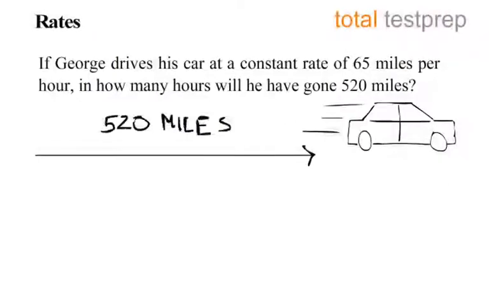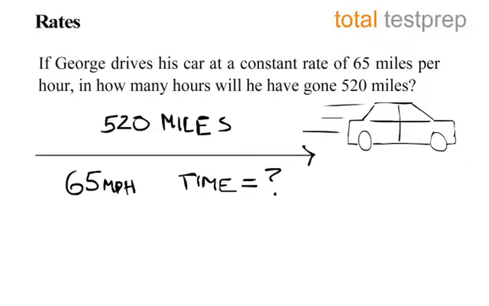Well, we know that George drove 520 miles. So what you do is you write a distance bar. Whenever you have a question involving distance, draw a distance bar and write the distance on top. Then write the rate on the bottom. Since we know that he drove 65 miles per hour, put the rate down here. What we don't know is the time.